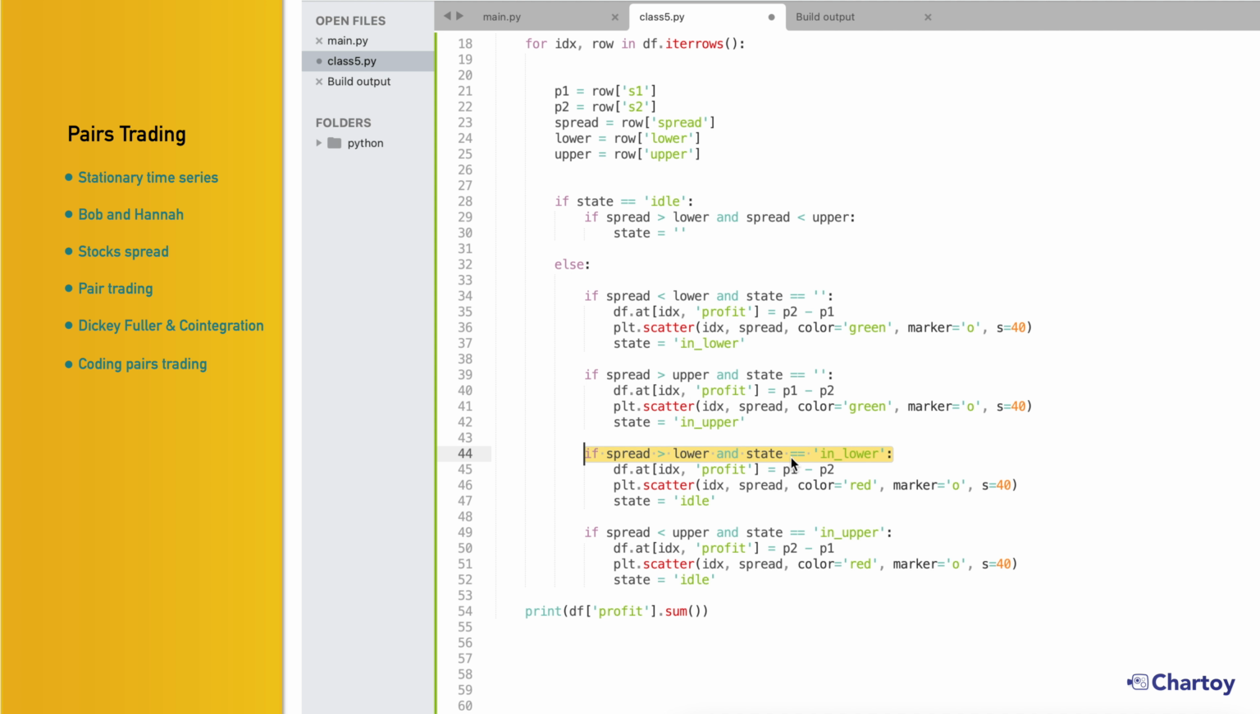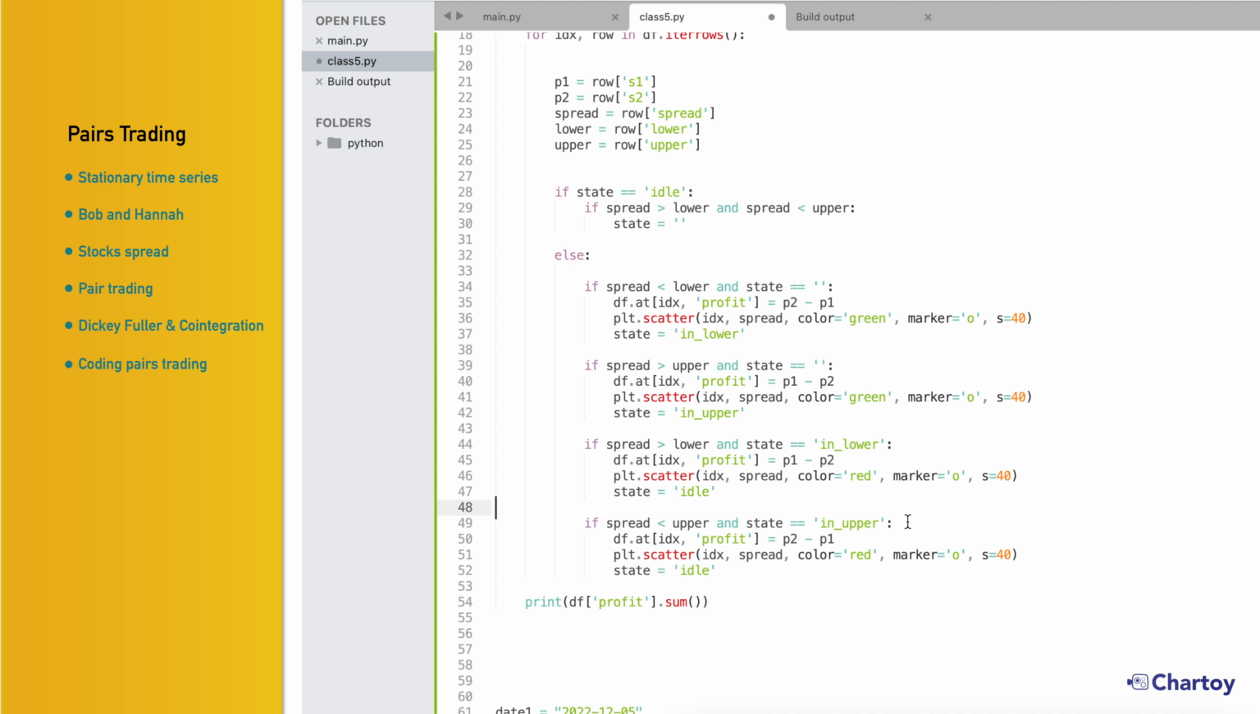So how do we exit it? We're doing here P1 minus P2, right? Why? Because now we sell P1, because when we were under this band, we bought it. So now we sell it back, we exit the position, and we buy back P2 because when we were under this band, we sold P2. So we mark this as the profit. And we change the state back to idle because we wait again for the next time to be between the bands before we take a new position.